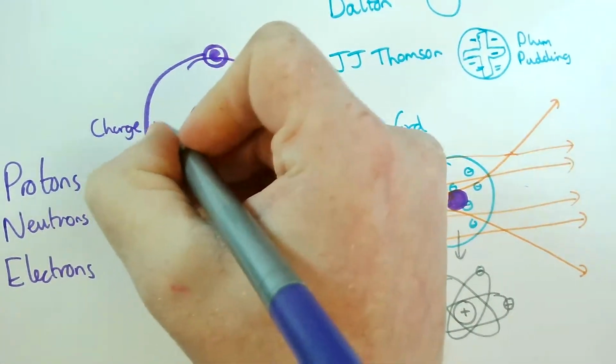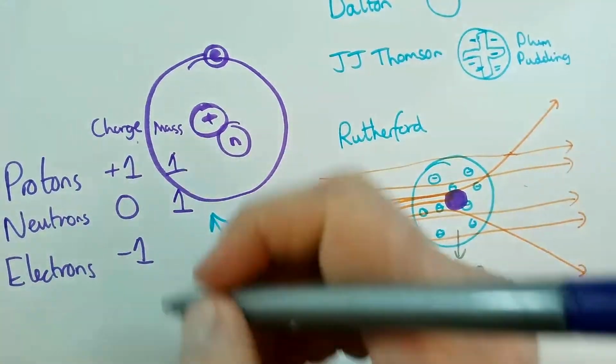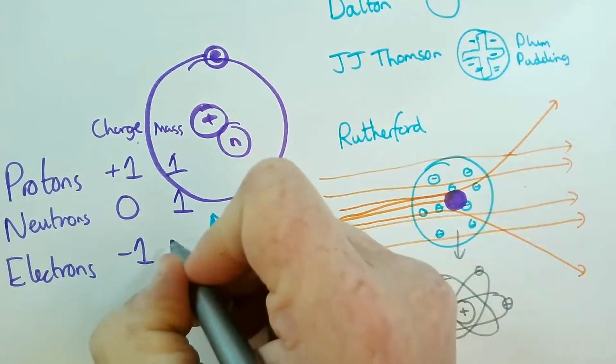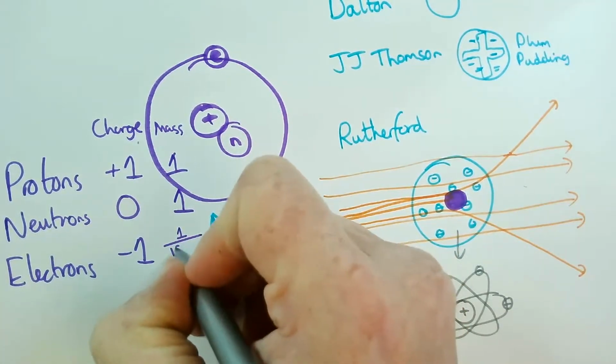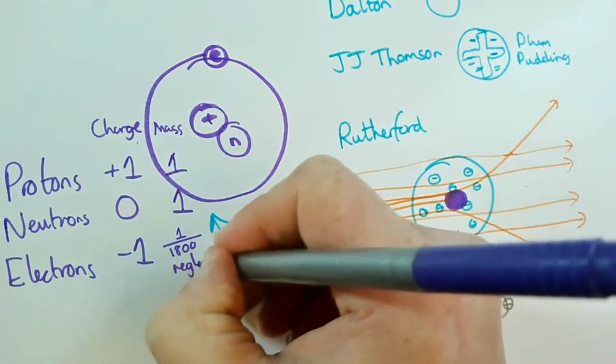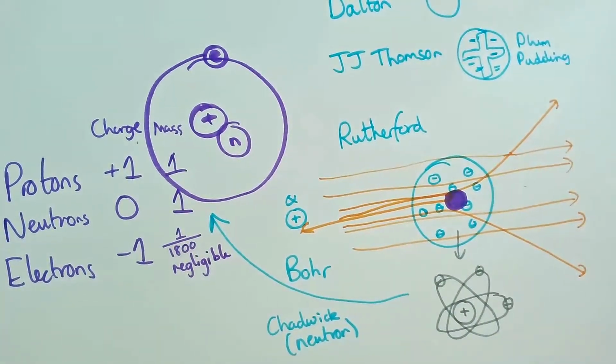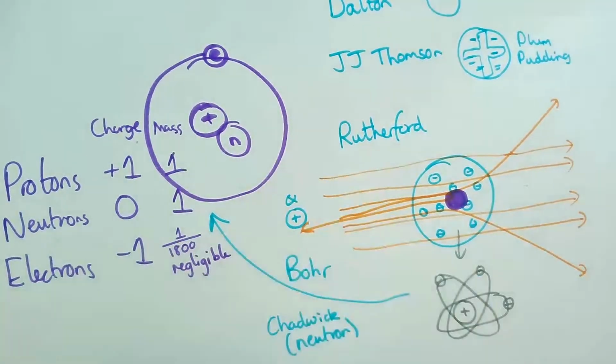In terms of mass, the protons and neutrons, we say, have a mass of 1. And the electrons are very, very, very, very small. 1 in about 1,800. But we don't really care about that. We call that negligible often. And that means so small. It's not 0, but it's so small I don't care about it. So we need to know those stats.